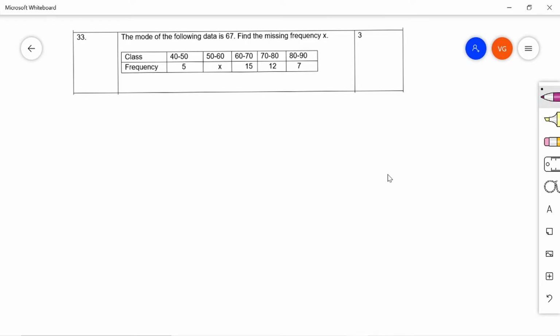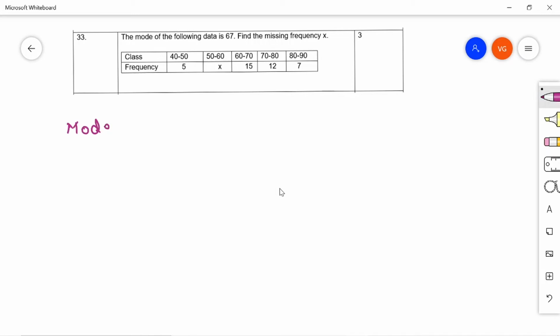Question number 33. The mode of the following data is 67. Find the missing frequency x. So here no need to construct the table again, but for your clear understanding, I am telling you it is better to write down the table in your answer sheet. So try to copy down the table in your answer sheet. Here I am not writing it.